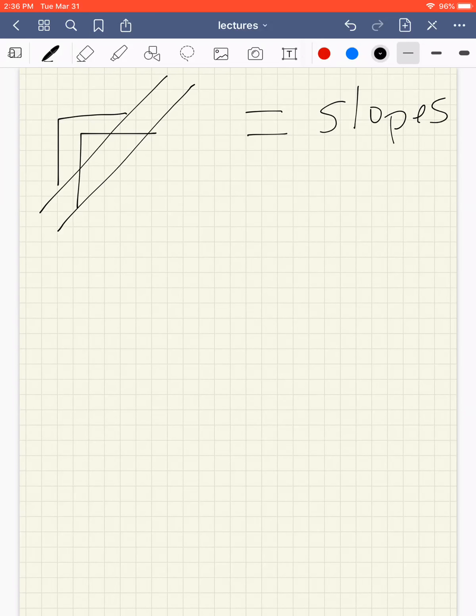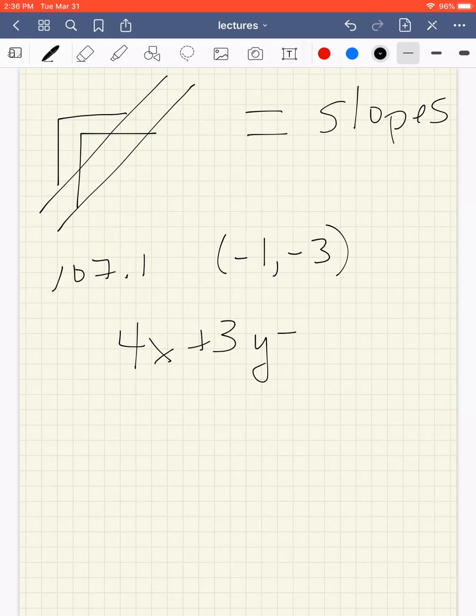So if we have a parallel line and we know a point that it goes through and we know the slope of that line, then we can write the equation of that line. If you look on page 451, example 107.1, it says find the equation of the line through -1, -3, there's our point, that is parallel to 4x plus 3y equals 7. Well, we know the point right here, but we need the slope.